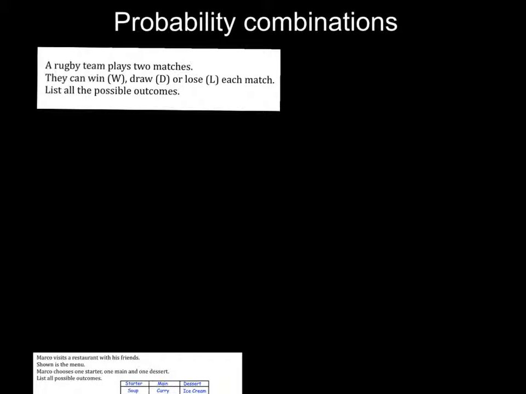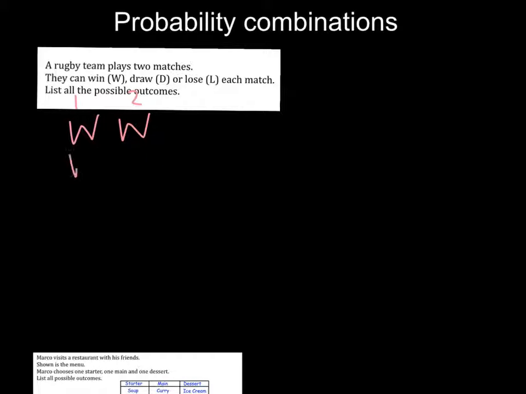So there are lots of ways you can do this. Some people just go systematically and think it through, so we'll start with a systematic way. List all the outcomes. On the first game you could win it, win the first one and win the second one. So this is the first and then the second.